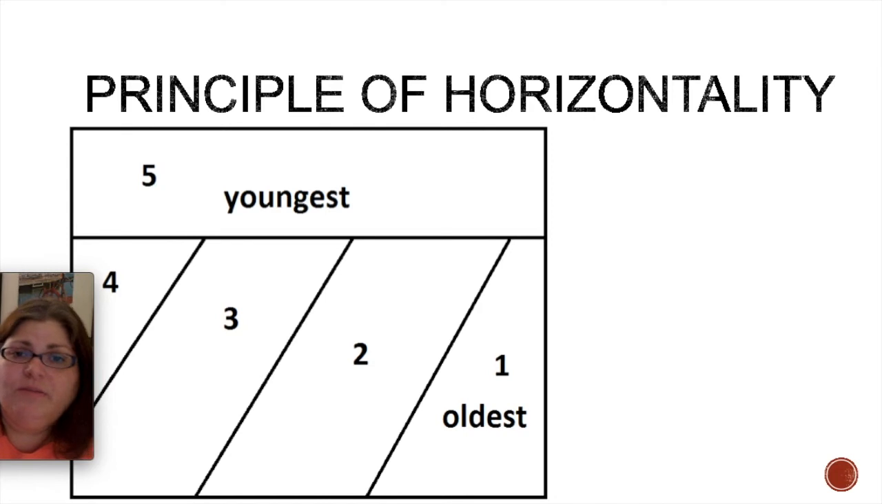So according to the principle of horizontality, stratum 5 has not been disturbed. So that has to have been created after the event that caused the disturbance, that angled strata 1 through 4. According to the law of superposition, 1 is the oldest, 2 is on top of that, 3 is on top of that, and 4 is on top of that. So that's the order. 5 has to be the youngest because it's not yet angled.